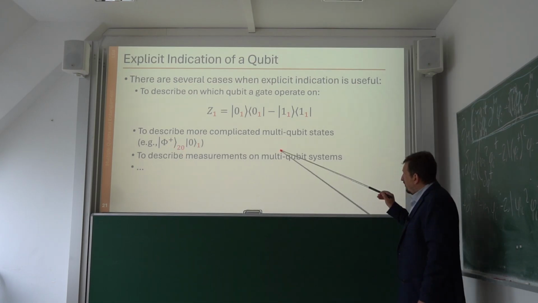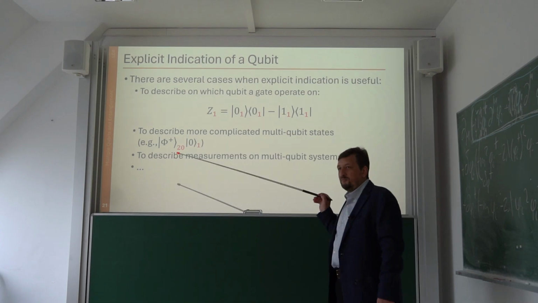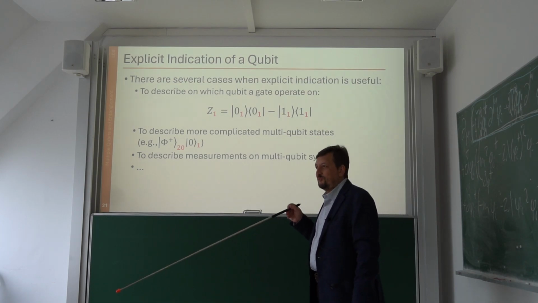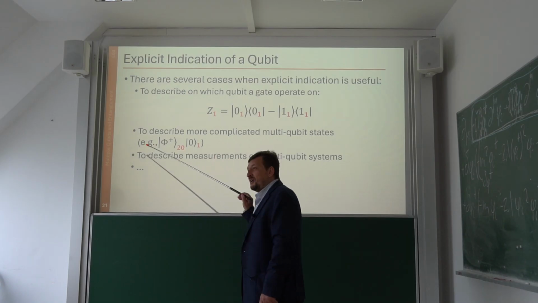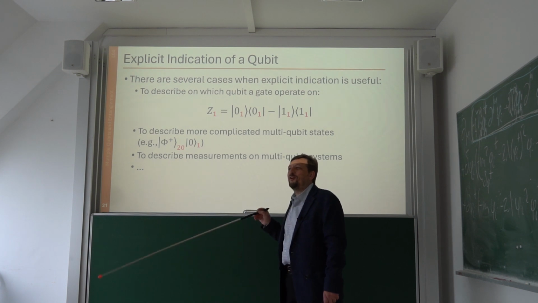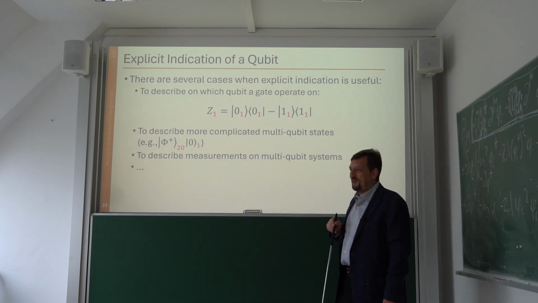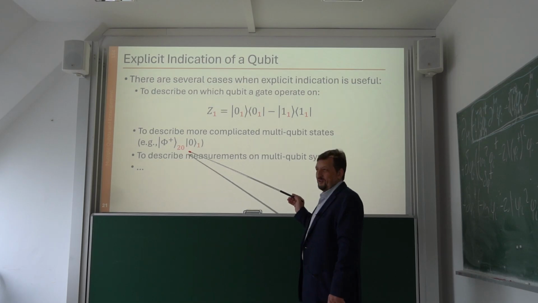Also, when we describe measurement in a multi-qubit system, it's very difficult if we don't use this notation. Yes? Is it 2, 0 or is it 20? So what is it? It's 2, 0. Well, you may add commas if you have more than 10 qubits, but we will never use more than 10 qubits. So it's just qubit indices.